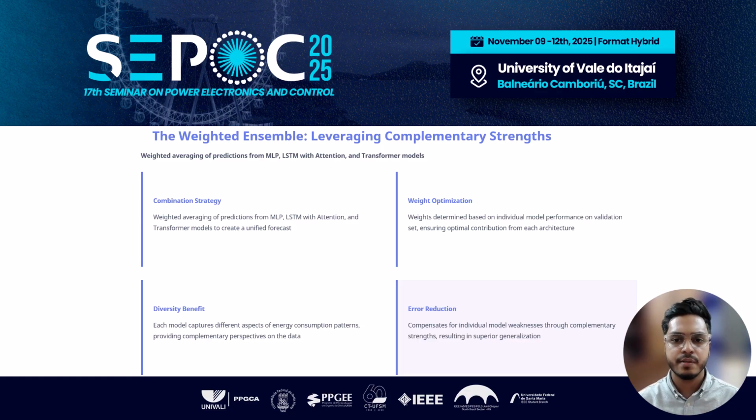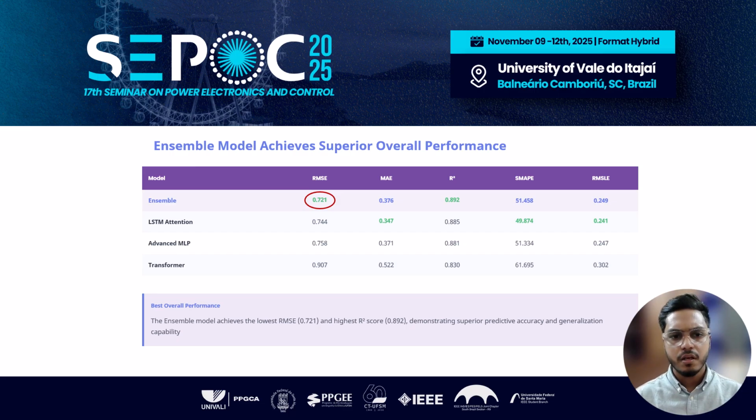Let's see how this ensemble strategy performs against the individual models. The results clearly demonstrate that the ensemble model achieved the best overall performance among them. It recorded the lowest root mean square error, or RMSE, of 0.721 and the highest R squared score, which is 0.892. This is our key finding. The ensemble showed a superior ability to reduce prediction errors and explain the variance in the energy consumption data compared to any single model.